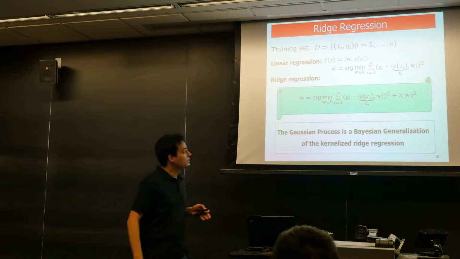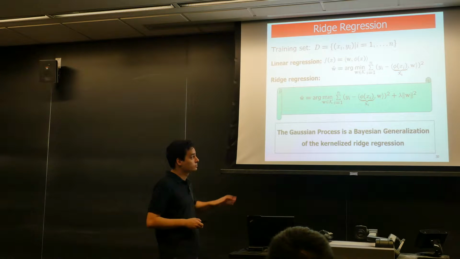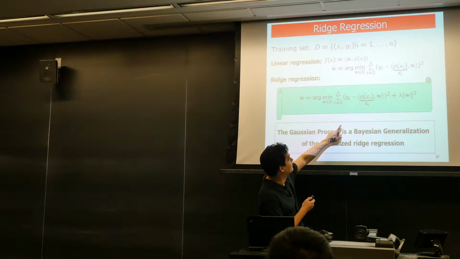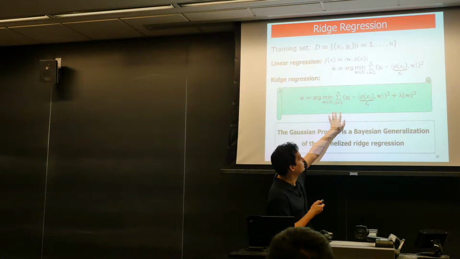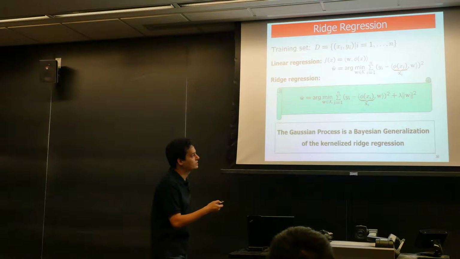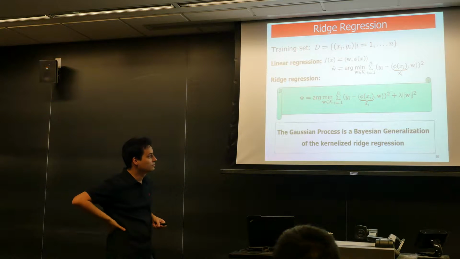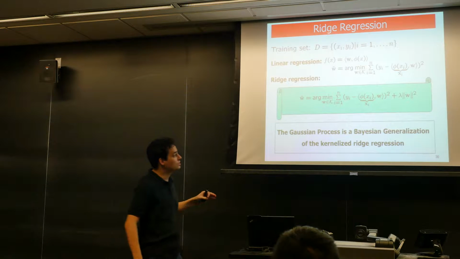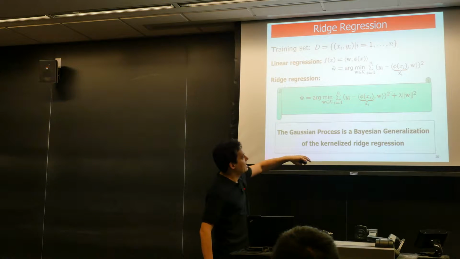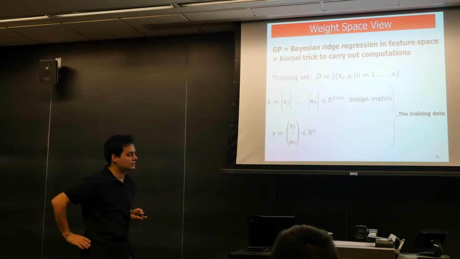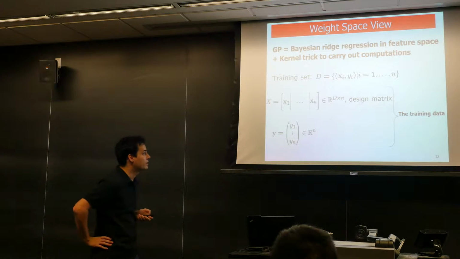Quite often, we don't just do this. We want to regularize this cost function with a so-called ridge term, and then we call this ridge regression. So it turns out, we will see that later, that the Gaussian process is just a kernelized version of this. Okay, so let's see how we get to that.